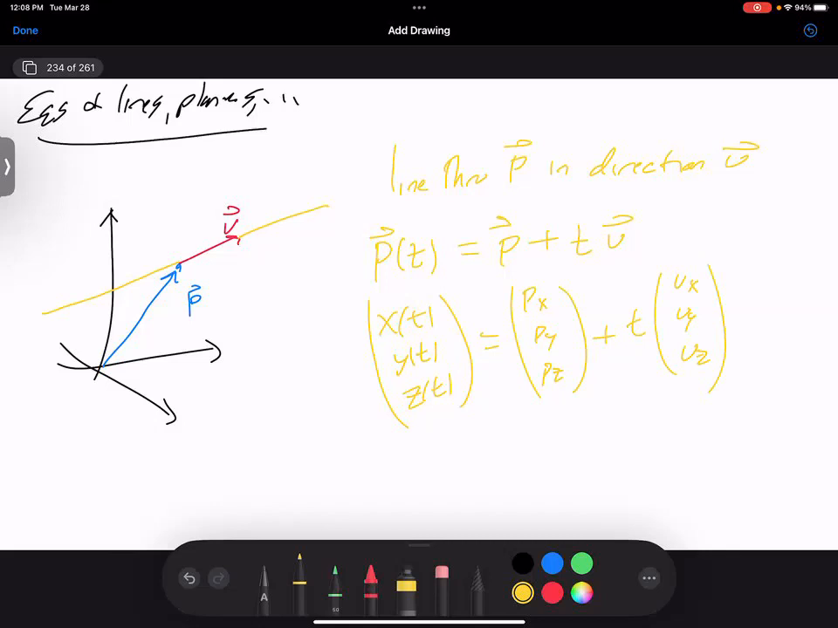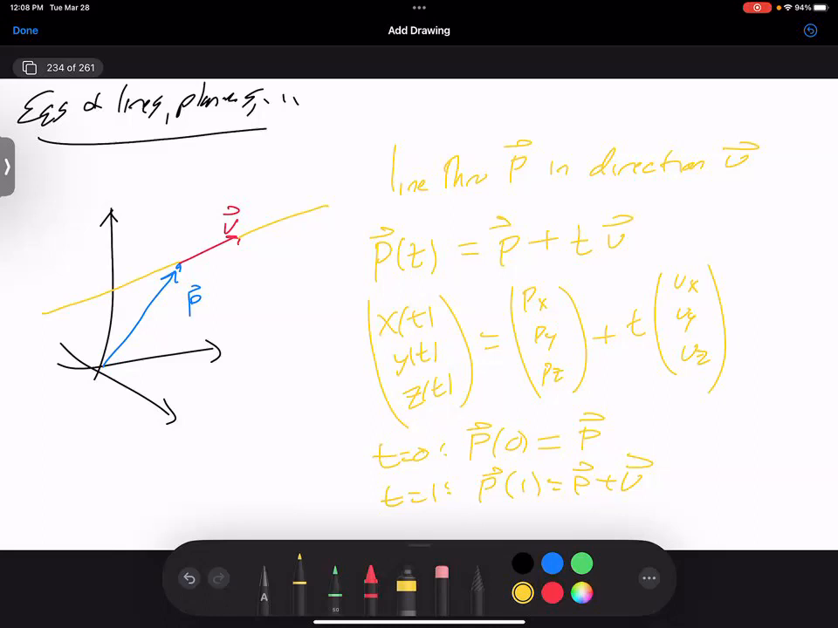If you think about it, when t equals 0, we get p of 0, which is just our initial point. When t equals 1, we get p of 1, which is just p plus v. We've just flowed along in the direction of v, one multiple of v along. So this traces out a line based at a certain point going in a certain direction. This is probably the easiest way to write the equation of a line.